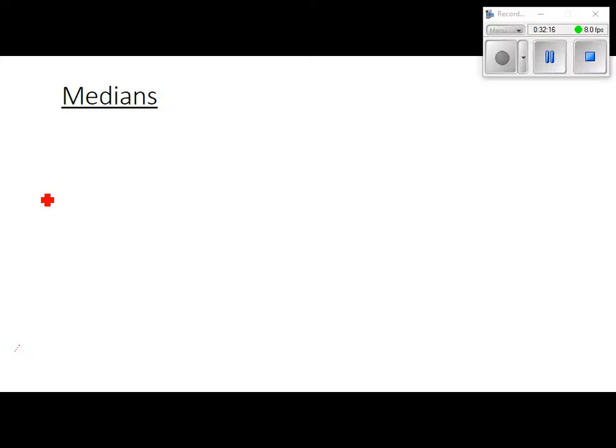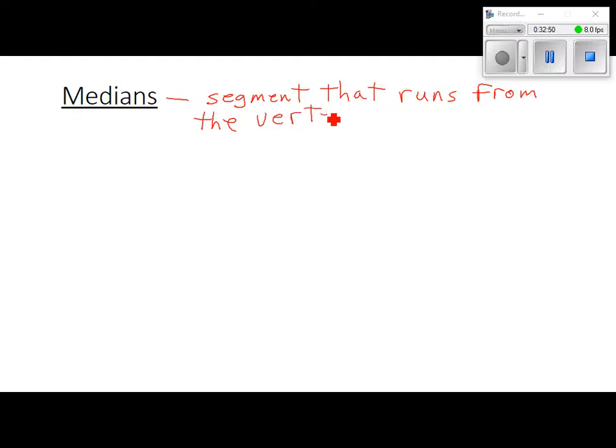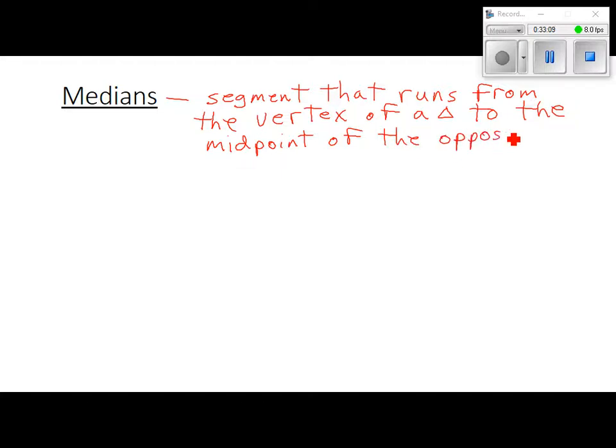First, what we're going to do, set that stuff off to the side. We're going to use it here in a second. Get out the notes that you picked up from back here. We're going to fill in, starting with the median. Next to median, you're going to write the definition. Definition of a median is a segment that runs from the vertex of a triangle to the midpoint of the opposite side.